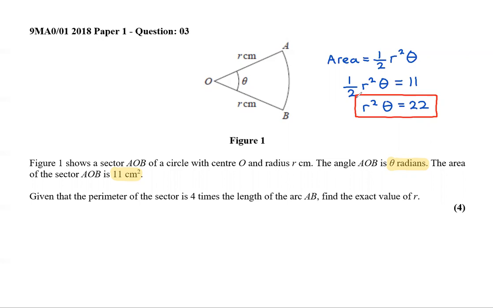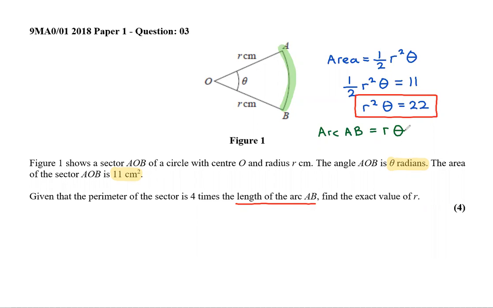We're then told that the perimeter of the sector is 4 times the length of the arc. Now, the length of the arc is another fact we need to recall. The arc length AB in this situation, and if you don't know what I'm talking about, the arc length is this distance here. It has a really nice formula. It's simply going to be r theta.